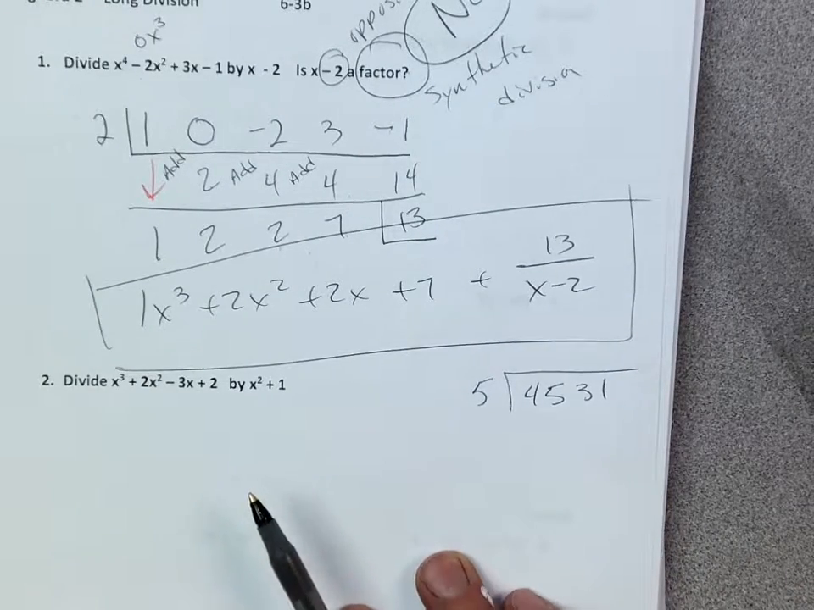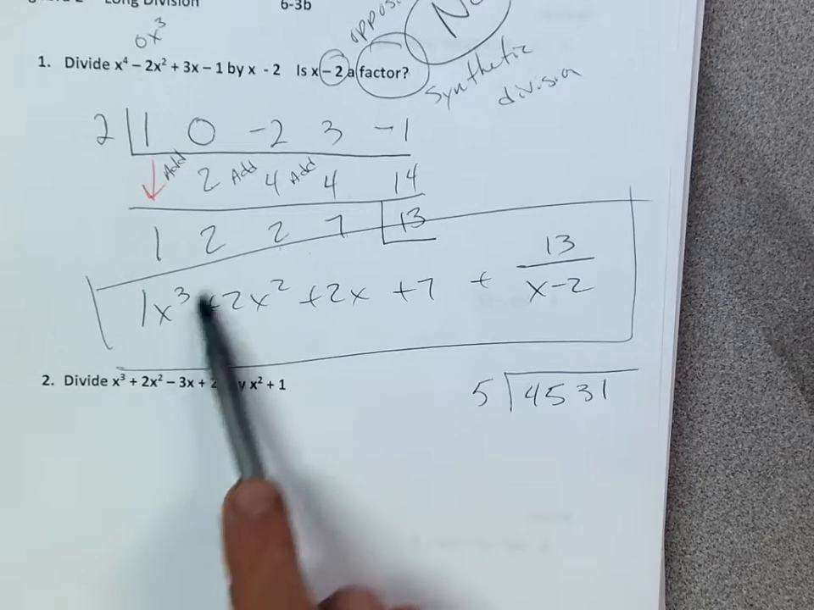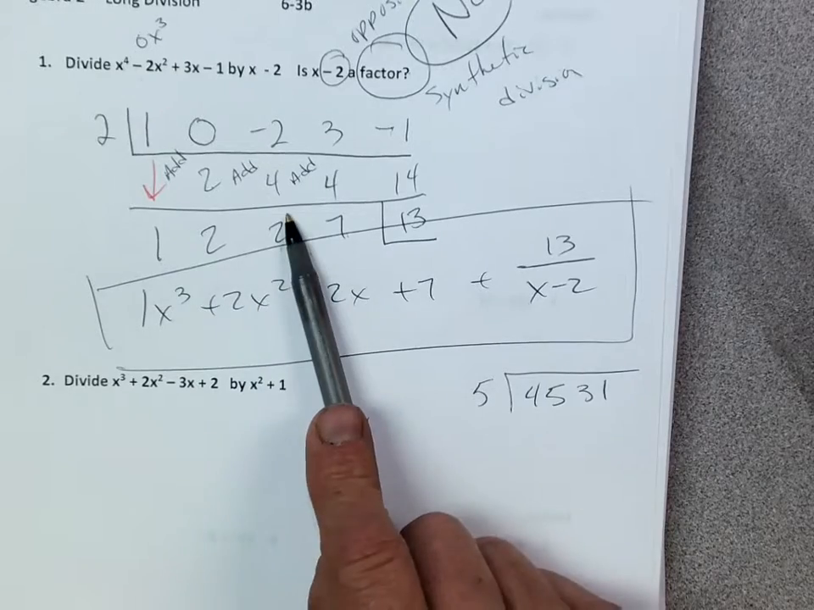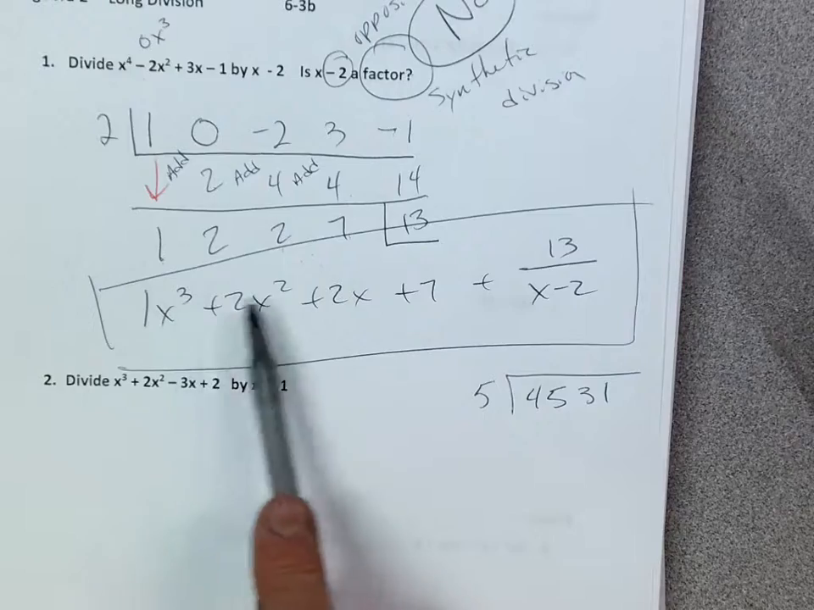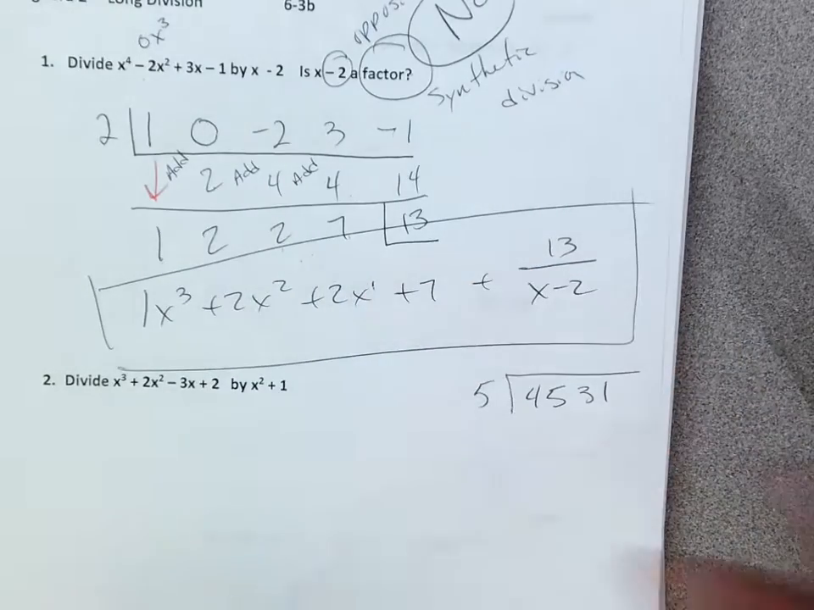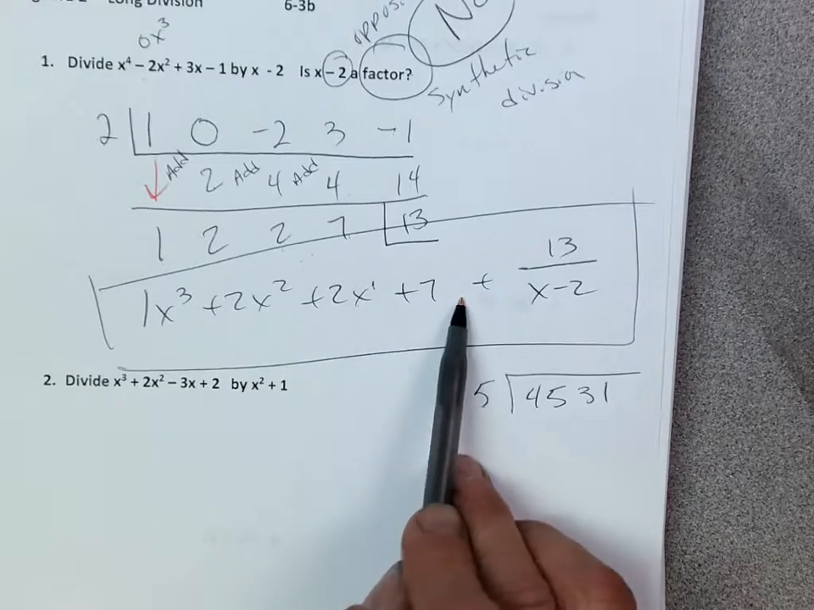Shouldn't it just be 2x then, for the next one? So it's going to be a 1x cubed for the first one, then 2x squared, 2x, 7. So it just goes all the way down. That's a 1 right there, but I just didn't write the 1. So you see x cubed, then x squared, then x, then none, okay?